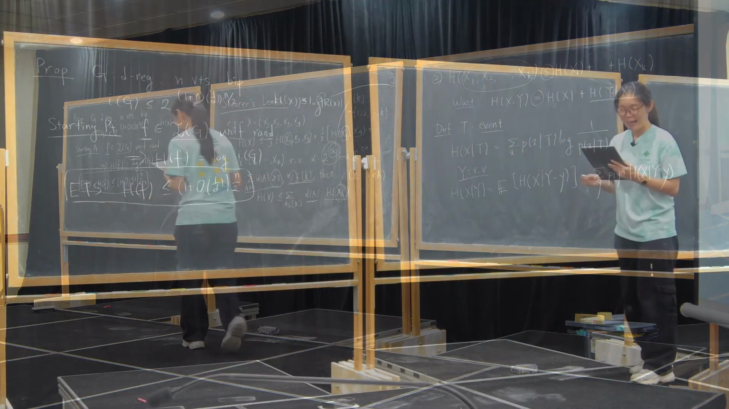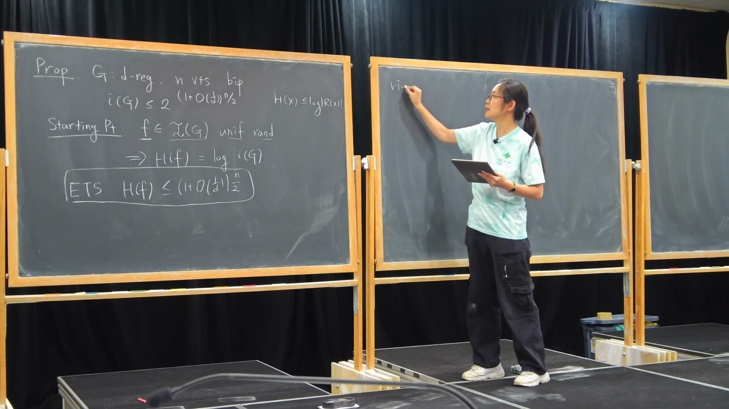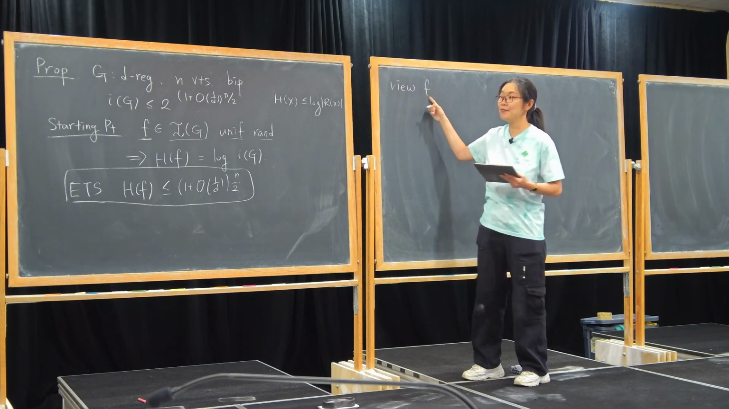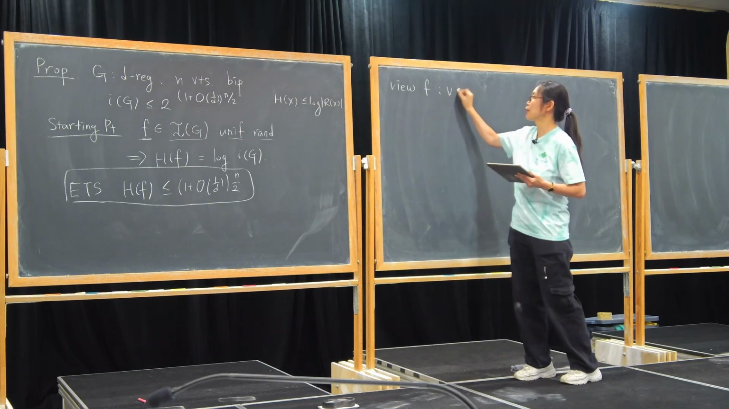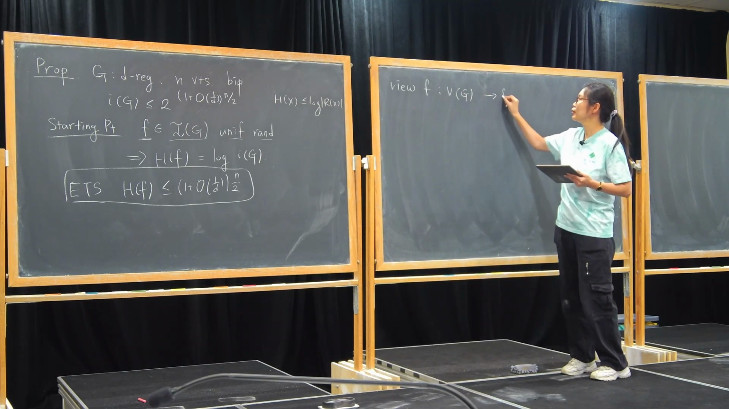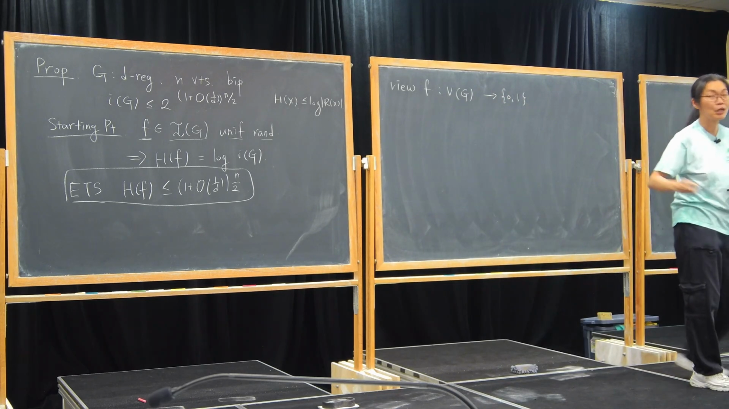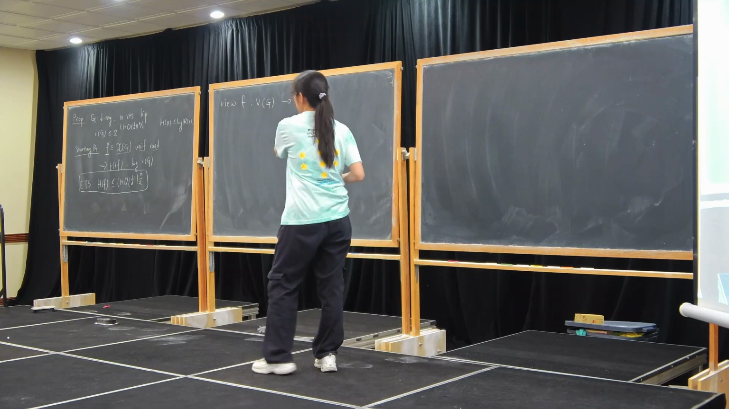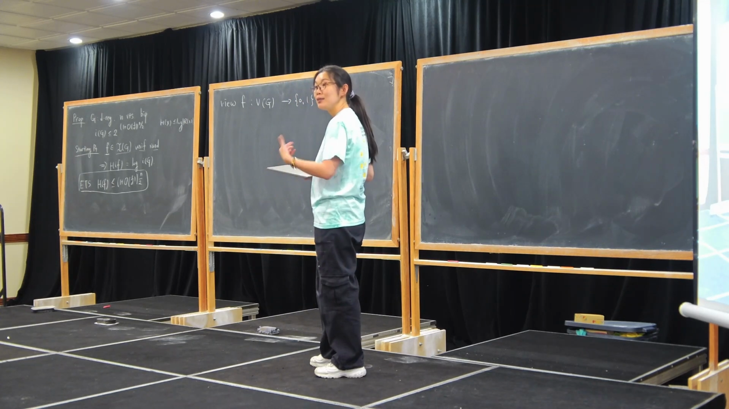Great. Okay, so we need some setting. We view F, which is a random independent set, as a function from the set of vertices of G to the values 0 and 1. We already defined this earlier in this lecture. So 0 means it's unoccupied, and 1 means it's occupied. Are we okay with this setting?